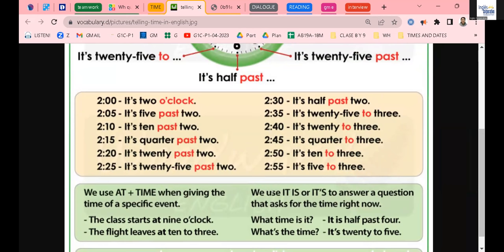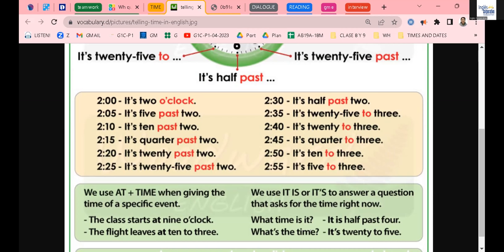Okay, we use it is or it's to answer a question that asks for the time right now. Entonces, ¿cómo respondemos? Nosotros siempre utilizamos el verbo to be para contestar. La pregunta es, what time is it? O, what's the time? It's, let's say, 9:35.